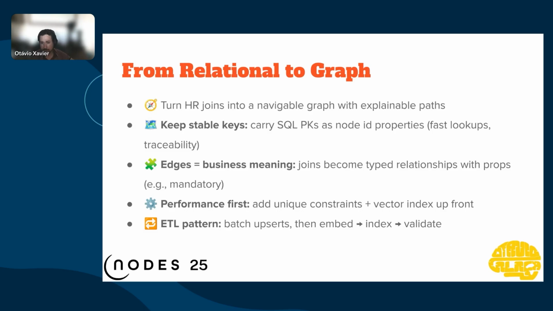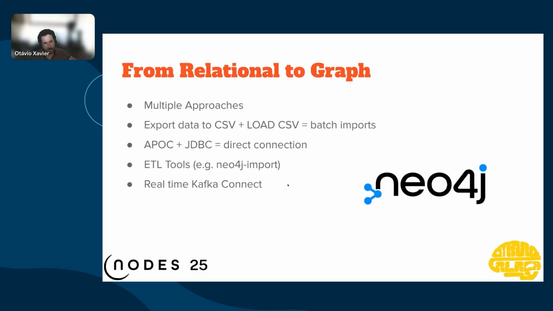Another thing we should do is performance first. So try to add indexes everywhere and unique constraints, use them as much as possible and ensure the data is not duplicated. And the last one here, ETL patterns. The way you do the migration from relational to graph affects the performance for sure. So you should have some patterns when doing that. And I've brought some ideas here.